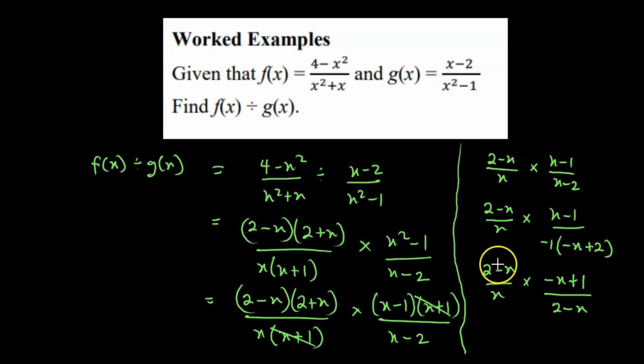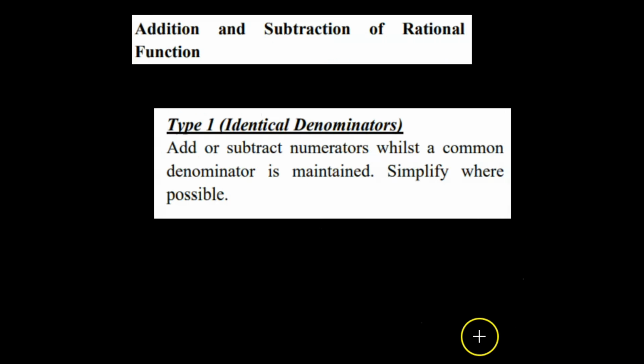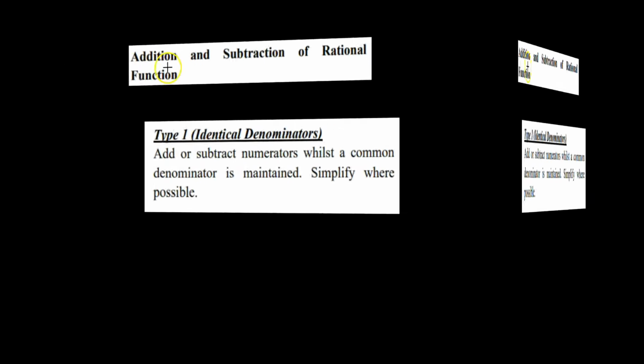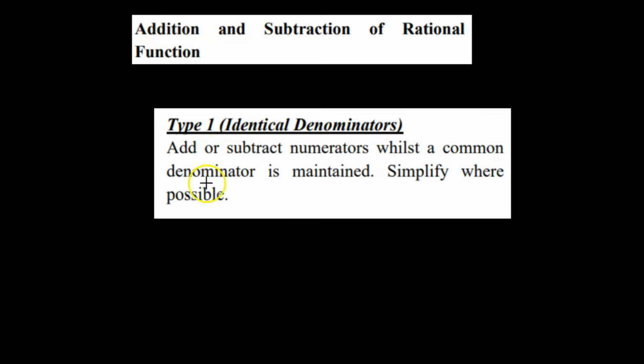So we are going to be left with 1 at the numerator and x at the denominator. So 1 multiplying the numerator, we end up getting negative x plus 1, and the denominator will just be x. So the answer for dividing f of x and g of x will be negative x plus 1 all on x. So moving forward, we are looking at addition and subtraction of rational functions.